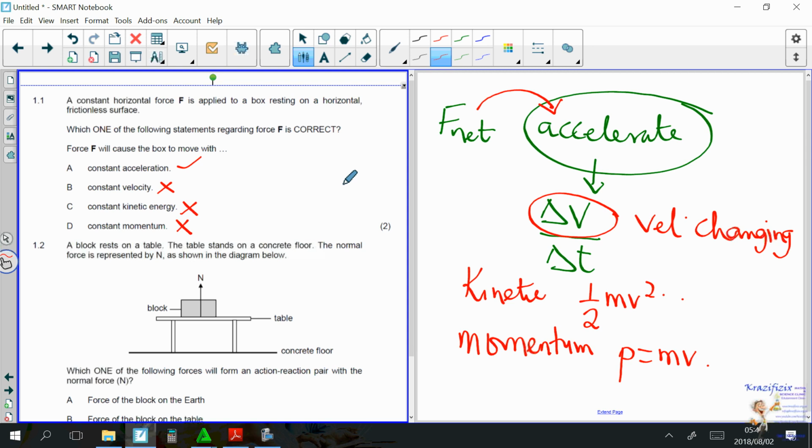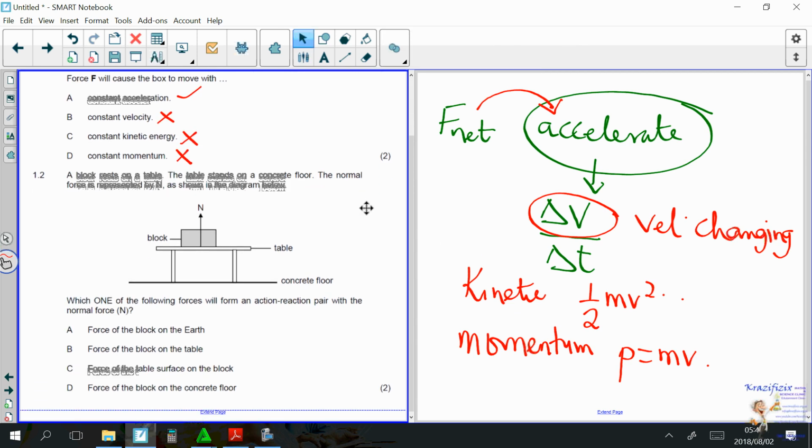Question 1.2. All right. A block rests on a table. The table stands on a concrete floor. The normal force is represented by N, as shown in the diagram. Remember, your normal force is always perpendicular to the surface. Which one of the following forces will form an action-reaction pair with the normal force? Action-reaction pair with the normal force.